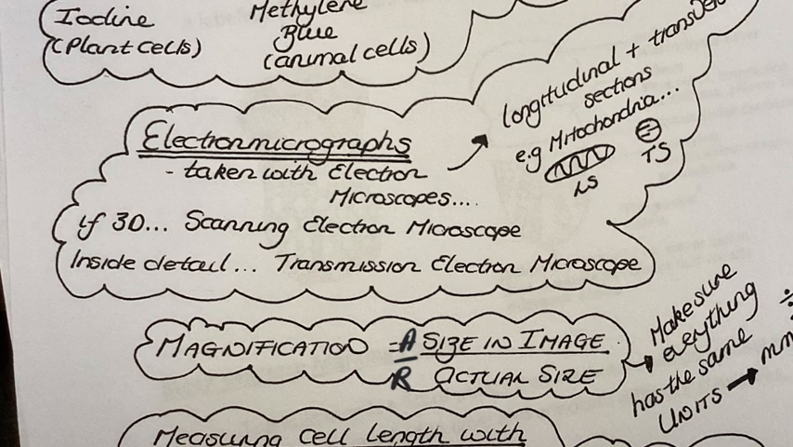So when you're looking at that electron micrograph and you get your ruler out and you measure something, that is how it appears on paper, and then divide it by the size that it is in real life. So magnification is A divided by R. Make sure you get out your photo booklet and you practice working out magnification and the size it is in the image and working out what it would be in real life. You probably will get one of those calculations.